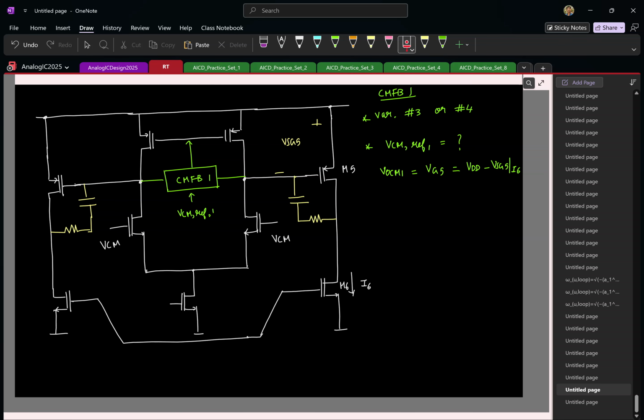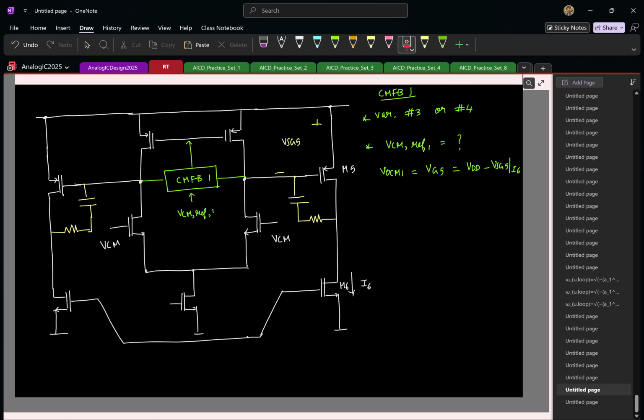So you cannot arbitrarily choose it to be VDD by 2 or anything, because this is directly setting the VSG of your second stage. Okay. From your differential mode performance, you would have decided that my second stage needs to have some gm, and you would have sized the transistor to have a particular VSG. So your VCM ref must be equal to this value.